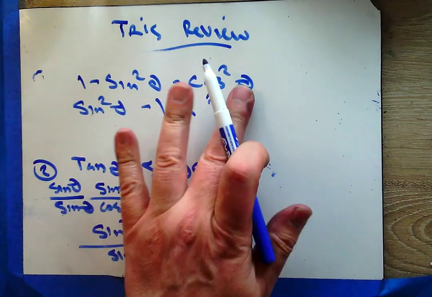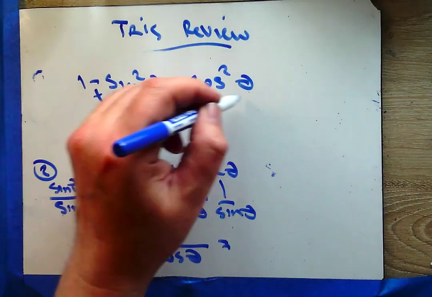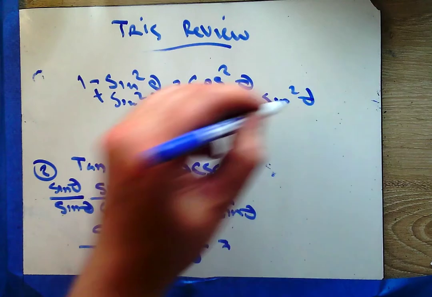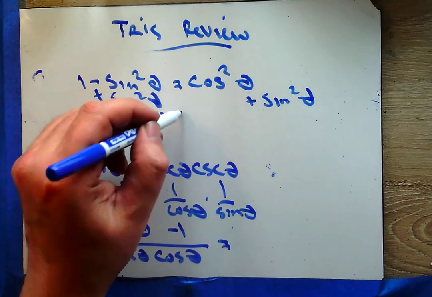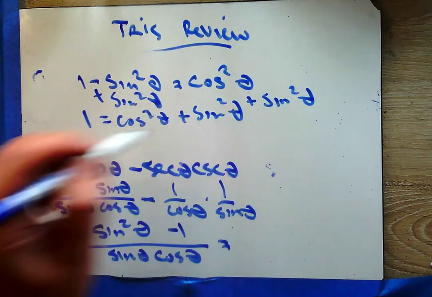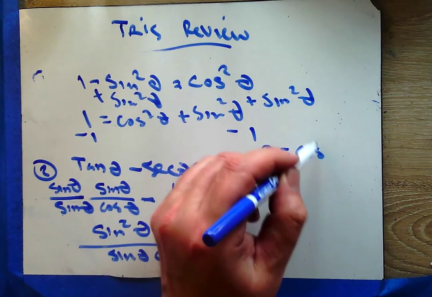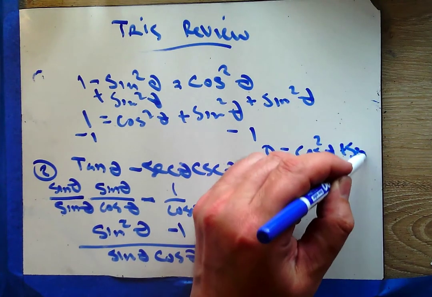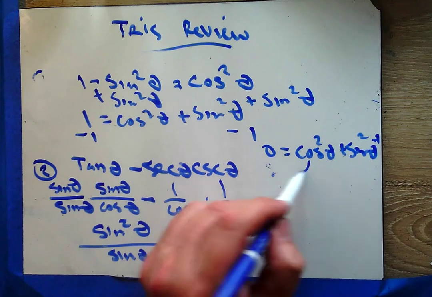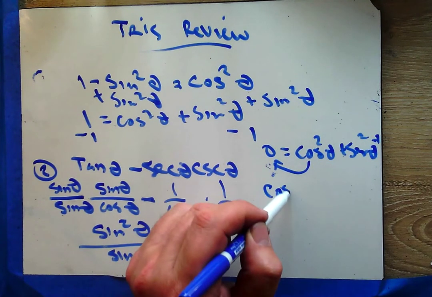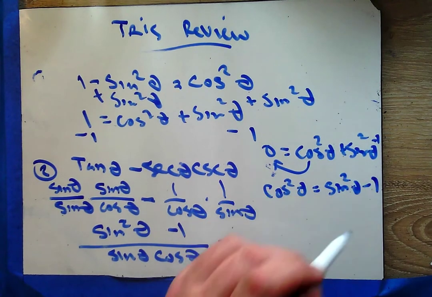Okay, here's the way I want to think about it. Sine squared theta plus sine squared theta. I get 1 equals cosine squared theta plus sine squared theta. And subtract 1. I get 0 equals cosine squared theta plus sine squared theta minus 1. And now I move my cosine squared over here, equals sine squared theta minus 1.